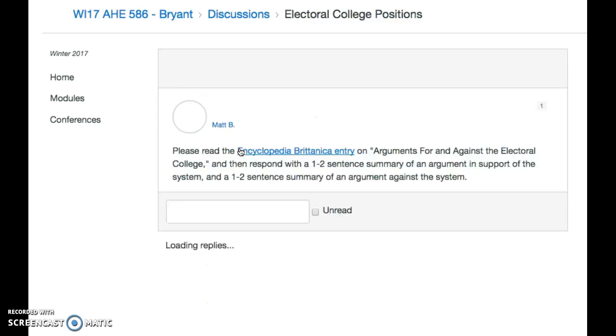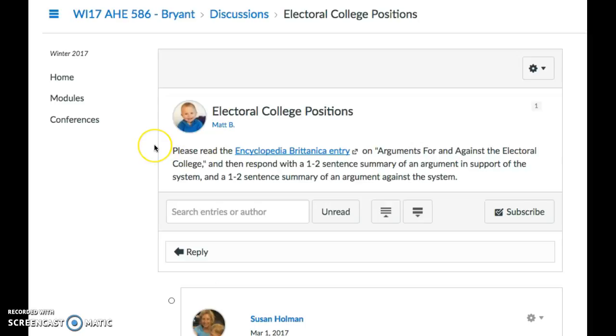The next item in the module is a positions activity. You'll be asked to complete a short reading summarizing arguments for and against the Electoral College, and then respond with a 1 to 2 sentence summary of an argument in support of the system and a 1 to 2 sentence summary of an argument against the system.